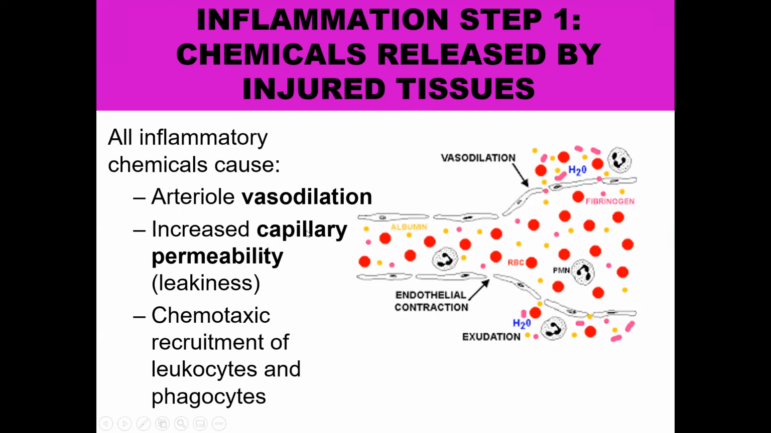And all inflammatory chemicals cause chemotaxis. So at the site of injury, we're going to release a chemical that says, help us, and that will help the leukocytes, which are the white blood cells, and phagocytes find the damaged tissue.